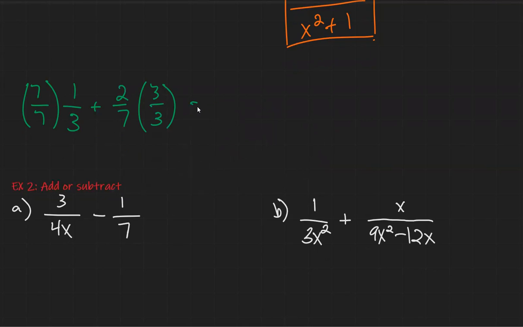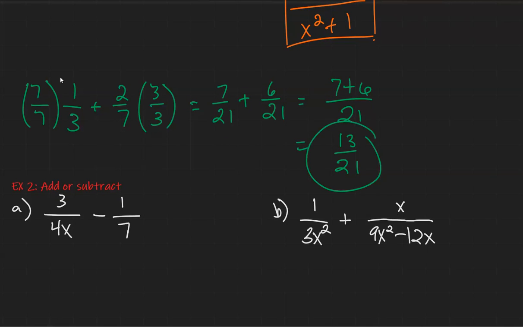When I multiply this first one out, I get 7 over 21 plus, this is going to be 6 over 21. Okay, when we add those together, we get 7 plus 6 over 21, which is 13 over 21. Okay, so that's what we get when we add 1/3 plus 2/7.